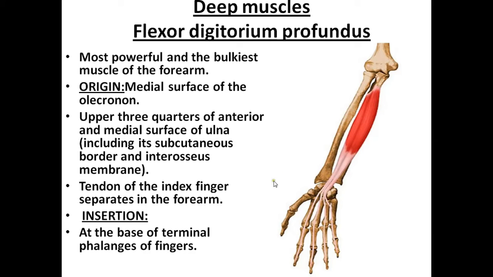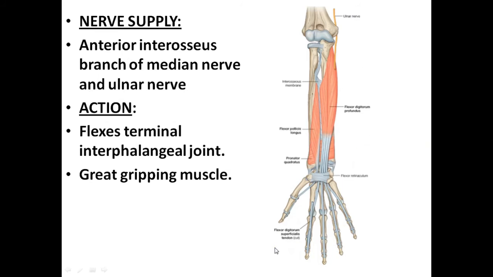The tendon forms at the lower part, and they split up into four for the medial four fingers, terminating at the terminal phalanx or the distal phalanx of the medial four fingers, including the little finger, ring finger, middle finger, and index finger. They are supplied by the anterior interosseous branch of the median nerve and the ulnar nerve.